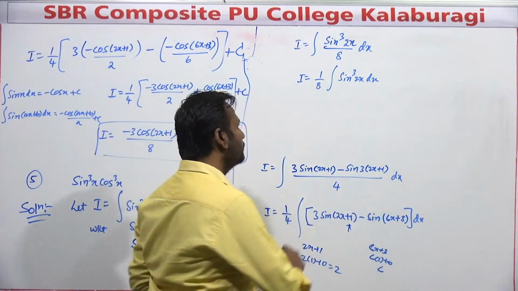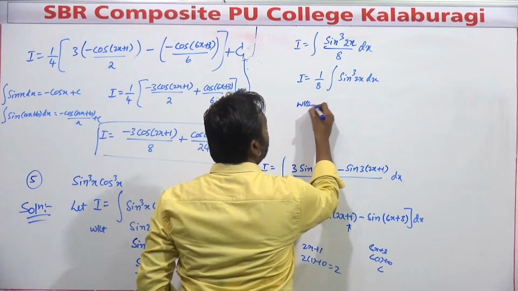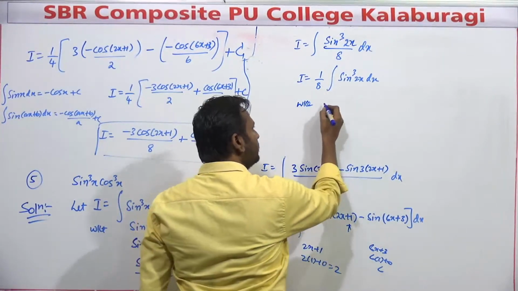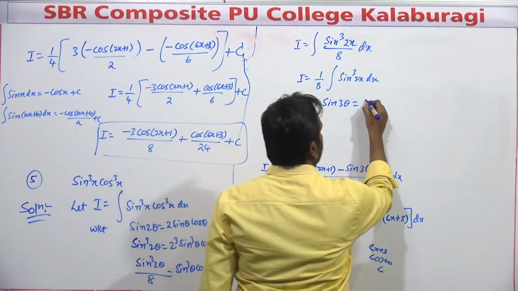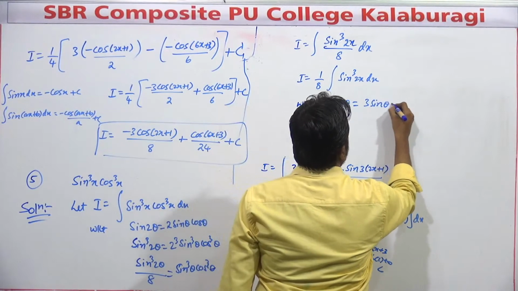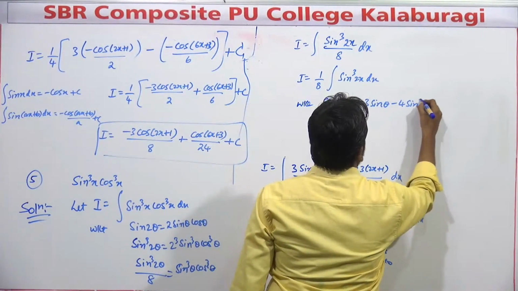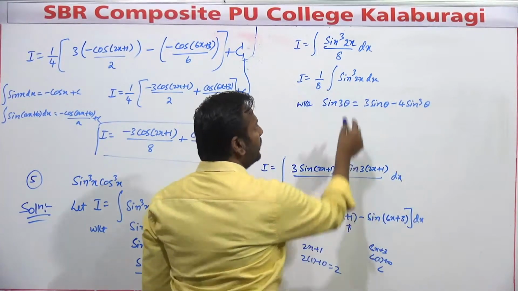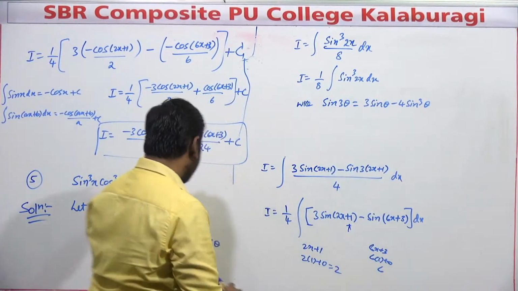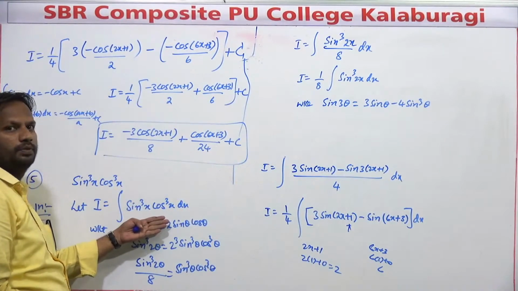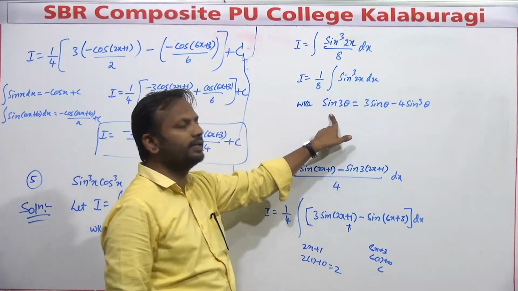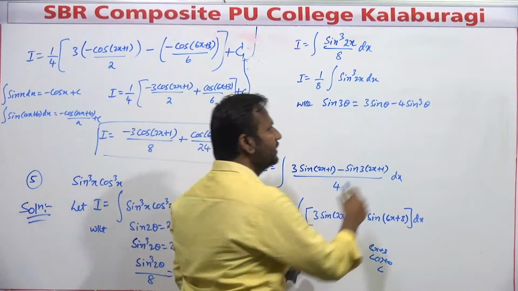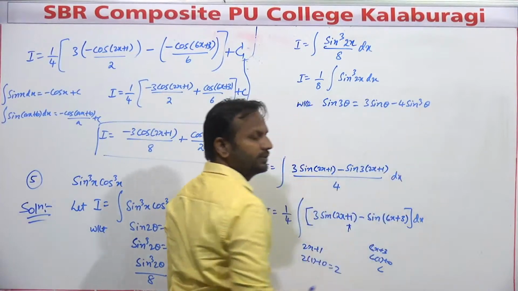What is the fourth problem, students? Sine cube theta was given, right? What did we apply? The sine 3 theta formula. What is the sine 3 theta formula, students? Sine 3 theta equals 3 sine theta minus 4 sine cube theta. Here we had sine cube and cos cube, and we have converted it into the single sine. Now again you apply the sine 3 theta formula, where we need sine cube.